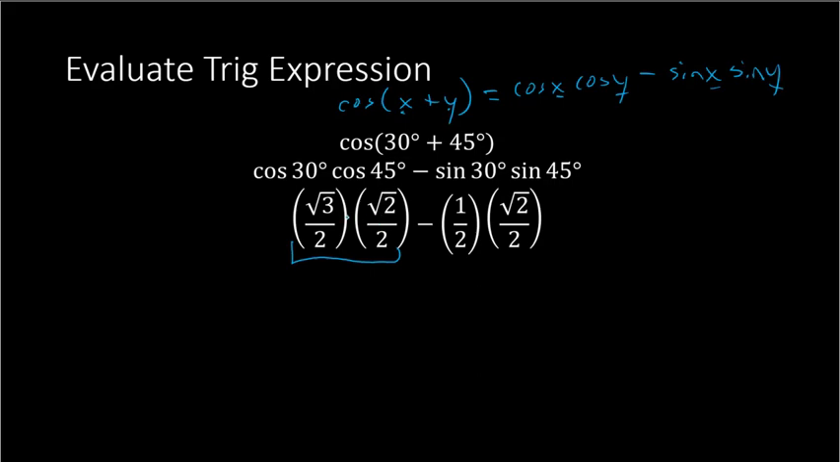So over on the left side, we would multiply to get square root of 6 over 4. And then on the right side, we would have the square root of 2 over 4. And then we can rewrite this as a single fraction by combining into one fraction with a common denominator. And that would give you the square root of 6 minus the square root of 2 over 4.